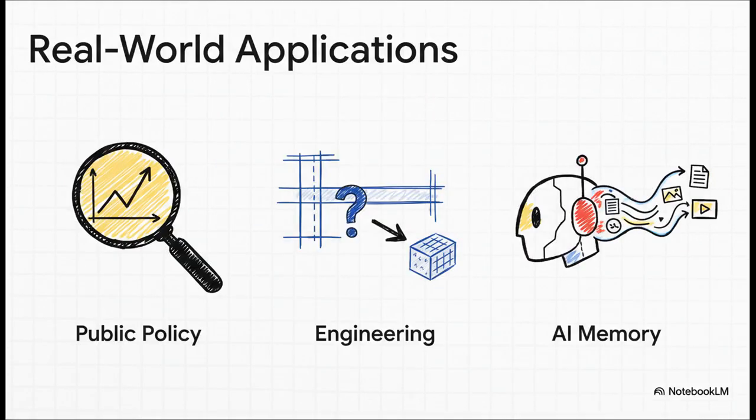And this just unlocks so much value. For public policy, an analyst could ask the AI to summarize trends from a report just by having it read the charts. For engineering, an architect could look at a blueprint and ask, hey, what material is specified for these support beams? And get an instant answer pulled right from the diagram itself.